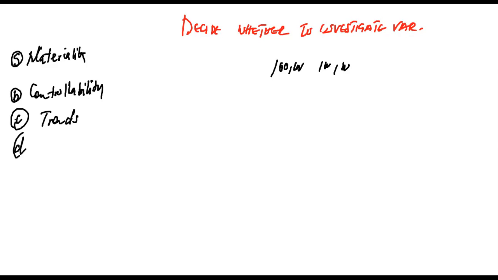Because you don't just wake up and say you're going to investigate a variance. What are the costs involved? When we say costs, think about the likely cost involved in investigating. Is the cost outweighing the benefit? Have you seen? If the cost of investigating is more than the benefit, then just leave it.